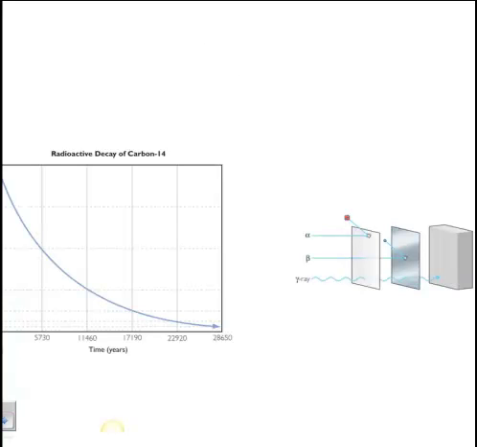Radioactive decay of carbon-14, this just shows you that this unstable particle breaks down over time and is really good for measuring how long something has been around within the first 10,000 years. This here shows how alpha particles can be stopped by paper, beta particles can be stopped by lead shields, and gamma rays, a little more penetrating, can only be stopped by concrete.